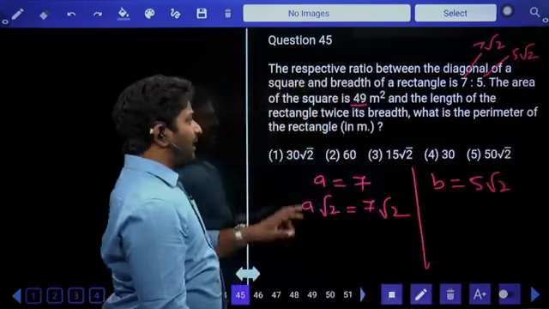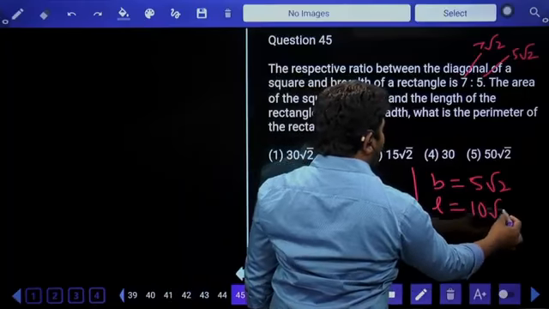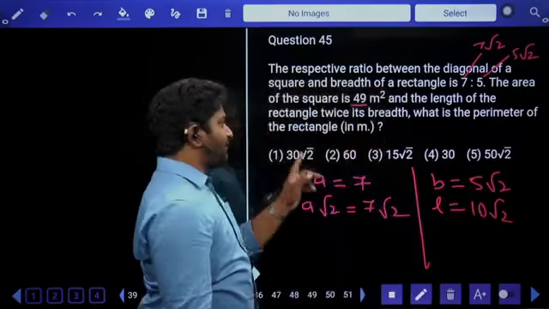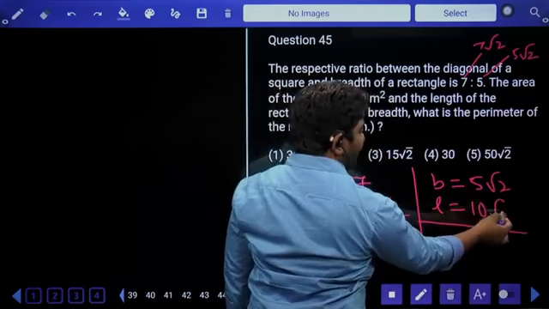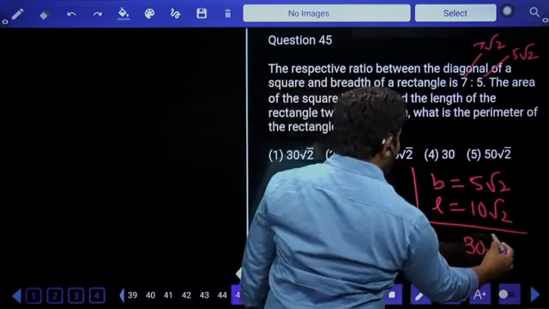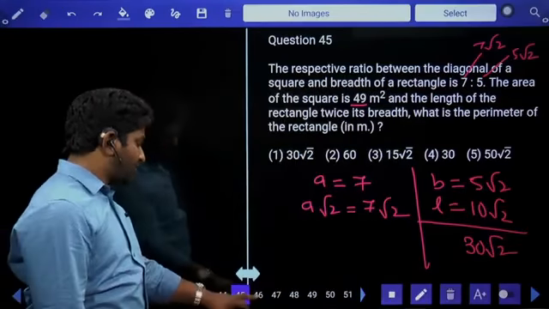And then the length of the rectangle is twice its breadth. L is equal to 10 root 2, 2 times this number. What is the perimeter of the rectangle? 2 times L plus B. L plus B is 15 root 2. 2 times is equal to 30 root 2. 30 root 2 is our final answer, which is our first option.